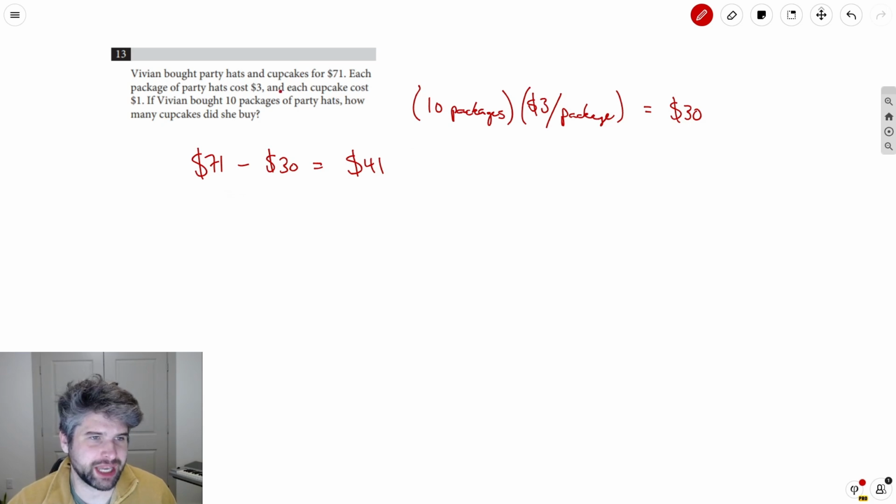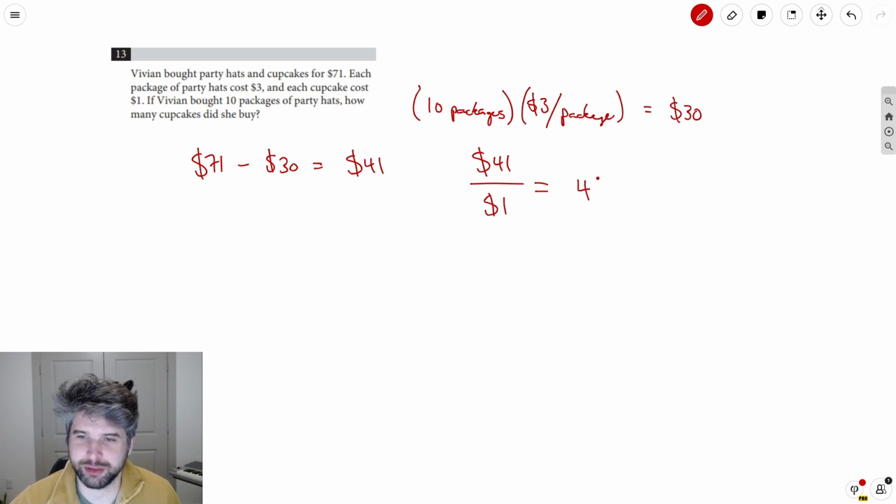Well, each cupcake costs just a single dollar. If she spent $41 and each cupcake costs $1, then we can divide 41 by 1 in order to get how many cupcakes. In this case, it's just 41 cupcakes. So the answer is 41.